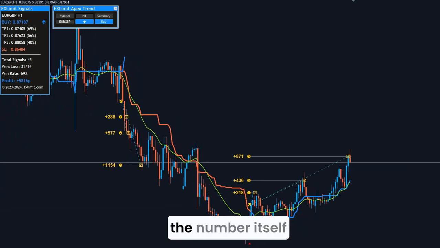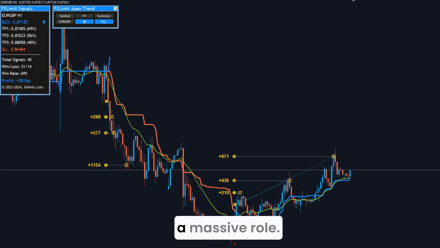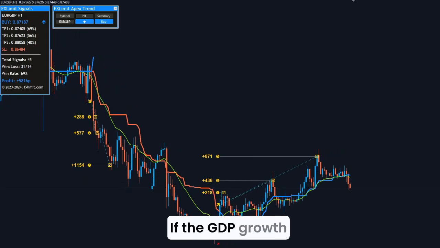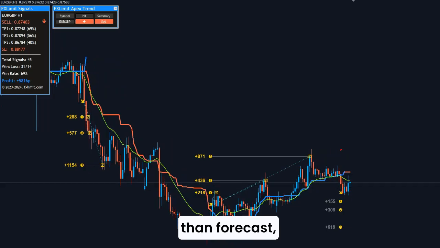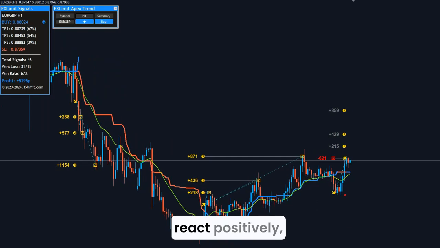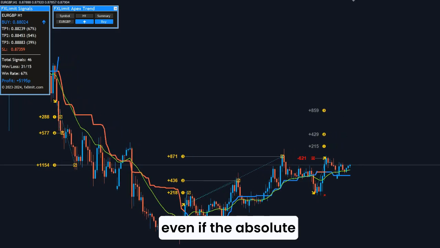It's not just about the number itself. Expectations play a massive role. If the GDP growth comes in better than forecast, the market tends to react positively, even if the absolute growth isn't massive.